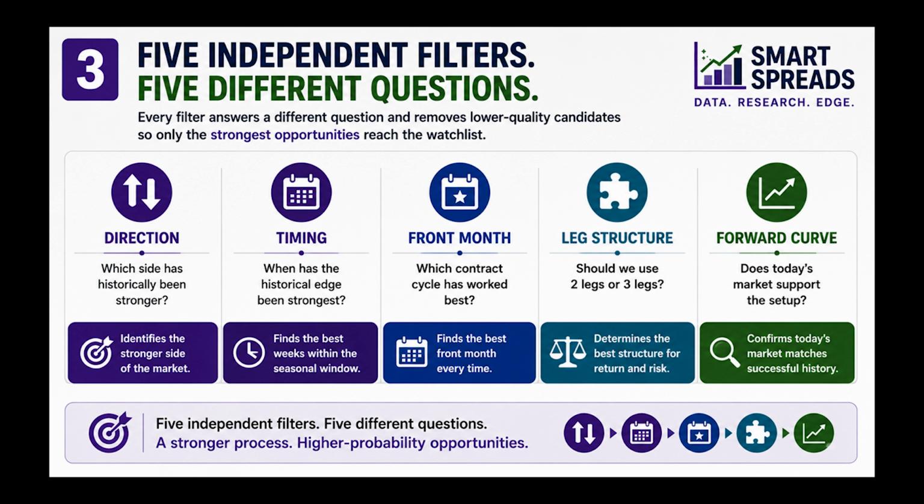Direction identifies the stronger side of the market. Timing tells us when the historical edge has been strongest. Front month analysis determines the preferred contract cycle. Leg structure identifies the spread construction that has historically worked best, and forward curve analysis confirms whether today's market supports the historical opportunity. Instead of relying on one statistic, we're combining multiple independent sources of historical evidence.